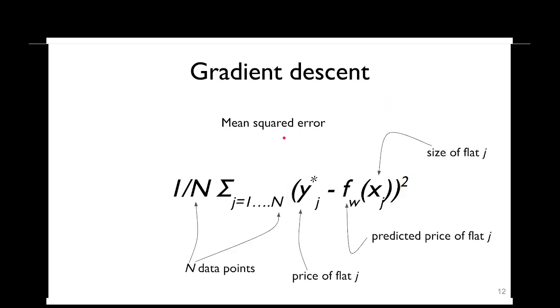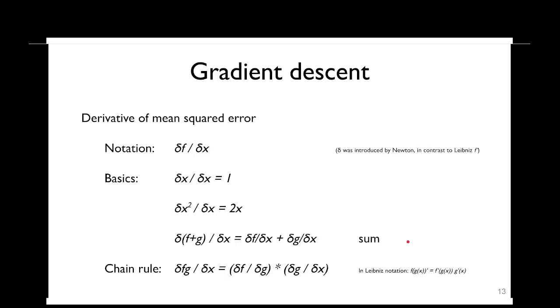Just to remind you, there are n data points, so the n is showing up here, y star is the price of the flat, x_j is the size of the flat, and f_w of x_j is the predicted price of the flat. Now, before we look into the detail of how we're going to do the gradient descent, we have to refresh a little bit of math, and I highly encourage you to go back to your math books and do that. We will use some derivatives for the next couple of lectures.